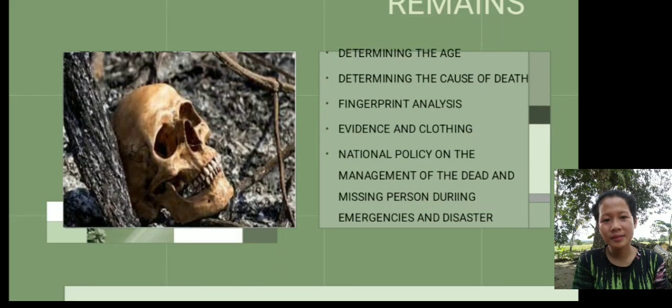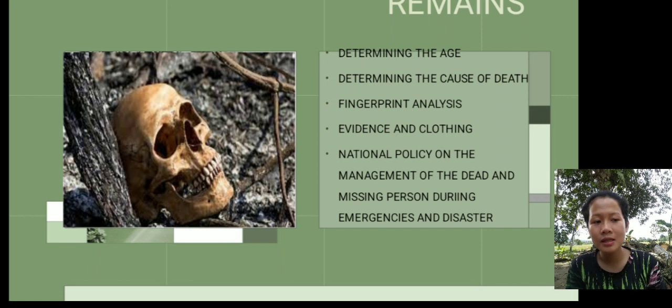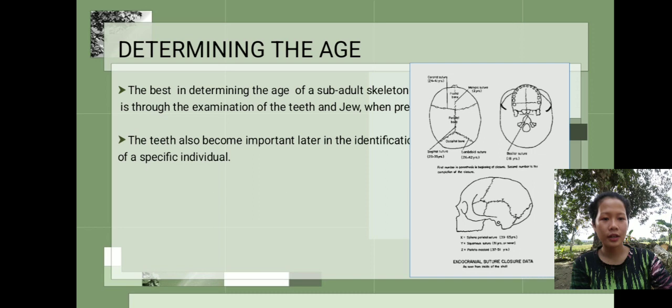Good day, everyone. My assigned topics in the identification of human remains are determining the age, determining the cause of death, fingerprint analysis, evidence and clothing, and the national policy on the management of dead and missing persons during emergency and disaster. Start.